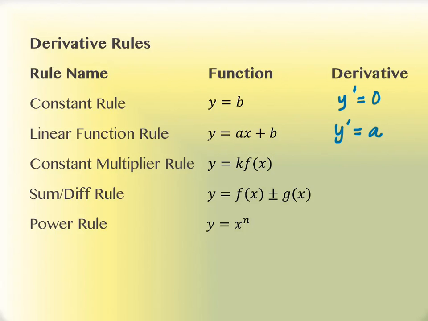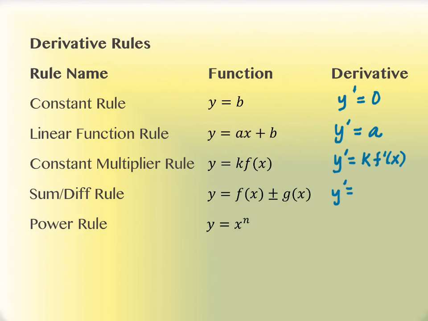What happens when we have a constant multiplier? It's k f prime of x. Right, so the k stays put. It just acts like a coefficient. It is a coefficient. And then we take the derivative of the other piece. And since we don't know what that other piece right now is, we'll write it generically as f prime of x. Okay?